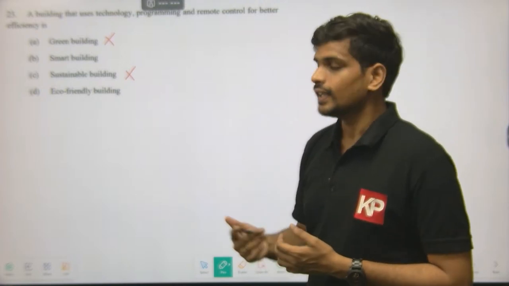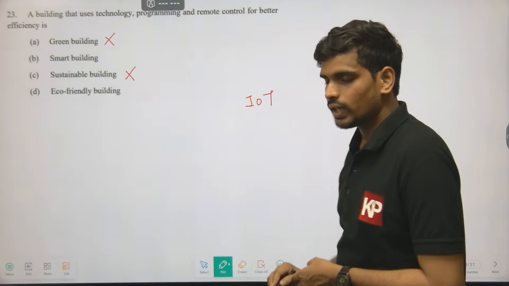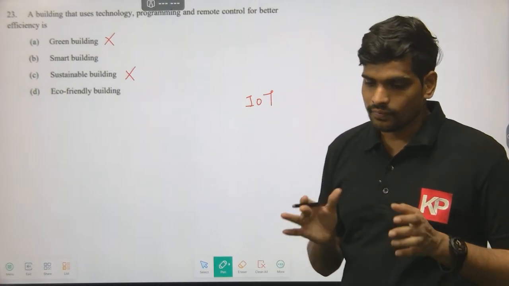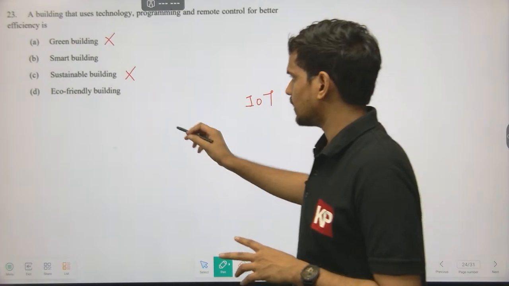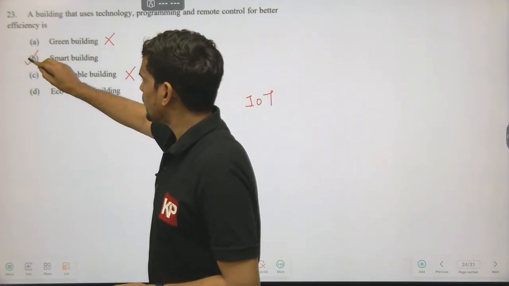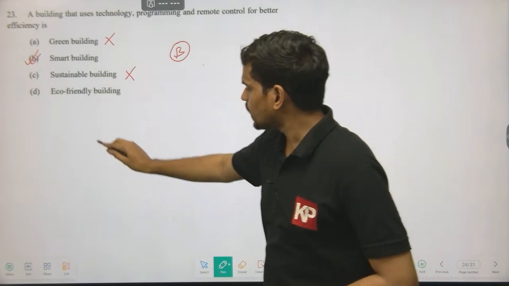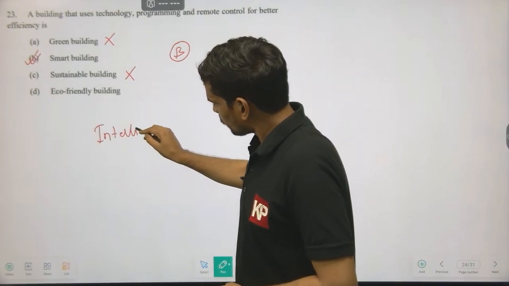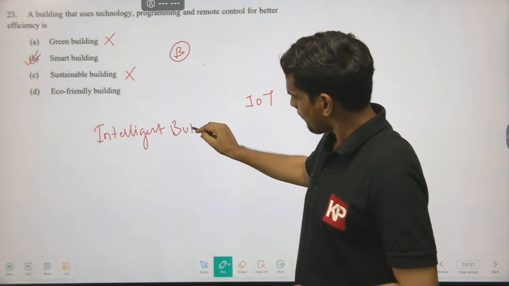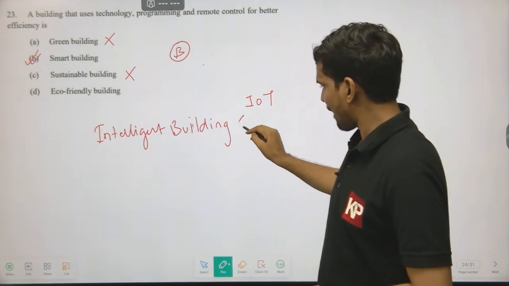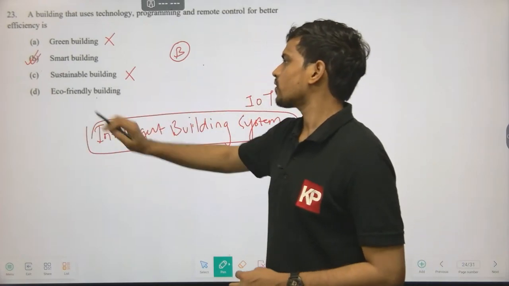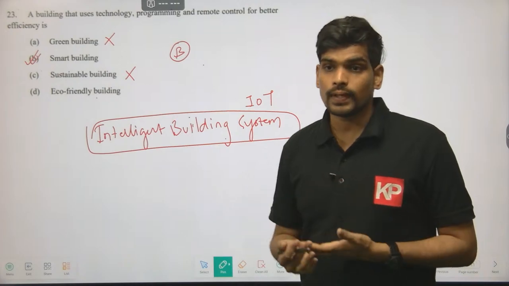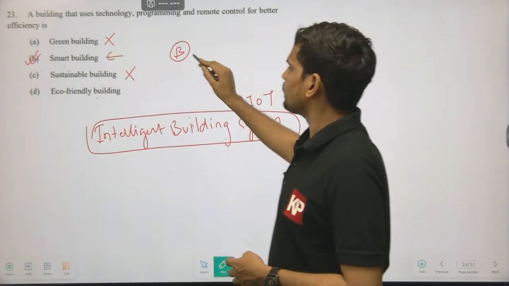We are talking about technology, like Internet of Things, IoT, automatic. So if there's darkness, automatically the light should switch on. So that's basically a concept called an intelligent or smart building. So there are two things here. From the given options, smart building is the answer, but there is one more related term, intelligent building systems. If this had been an option instead of eco-friendly, which would be the answer? Even in that case, smart building B will be the answer.